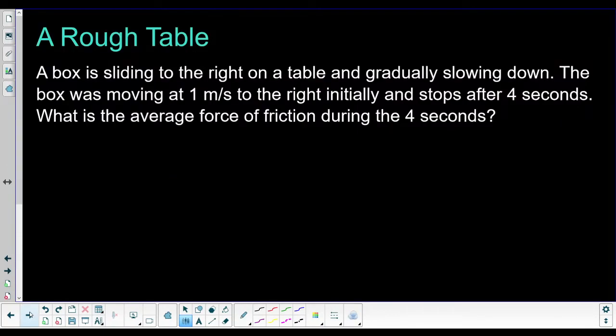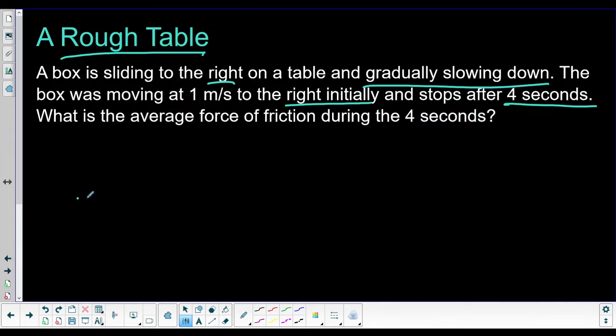All right, let's do one where we've got a couple more forces and we have like real definitive stuff for them. Now we have a rough table. Now we can friction. So a box is sliding to the right on a table and is gradually slowing down. The box is moving at 1 meter per second to the right initially and stops after 4 seconds. What is the average force of friction during the 4 seconds?